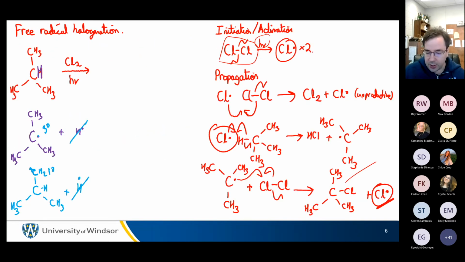Sorry, why is it unproductive? This is what we call a reaction which gives you the same things on the left and right hand side of the arrows. So on the left hand side of the arrow, we have a chlorine radical and chlorine. On the right hand side of the arrow, we've got a chlorine radical and chlorine. So this is an unproductive reaction because the thing on the left is the same thing as the thing on the right. That's the textbook definition of an unproductive reaction. It means it doesn't do anything useful.